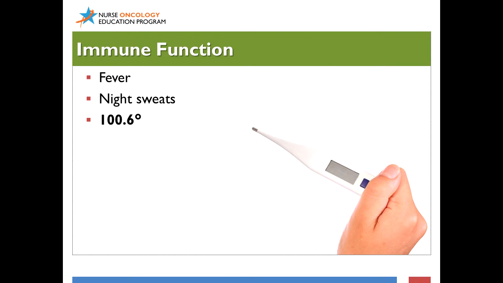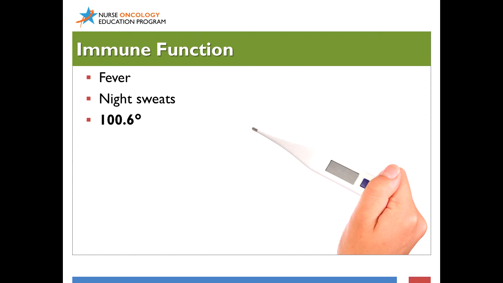Moving on to the assessment of a patient, if we're looking head to toe, the patient comes in for a blood count, and then we're going to take their vital signs. We're going to assess them and ask them if they've been running any type of fever. 100.6 is listed here on this slide.